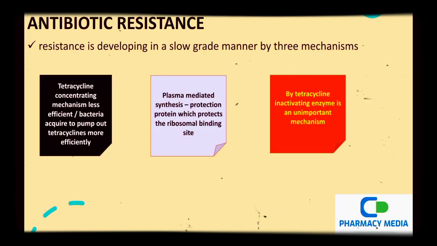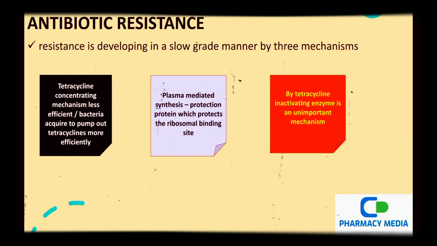Now coming to antibiotic resistance. Let's see how this antibiotic resistance takes place. Generally, antibiotic resistance develops in a very slow, graded manner by three mechanisms. Coming to the first mechanism, the tetracycline concentrating mechanism becomes less efficient. In the previous slide I explained how a tetracycline comes and accumulates. So the mechanism by which the accumulation takes place gets less efficient, and bacteria gain the capability to pump out the tetracyclines that have accumulated in the body of the microbe.